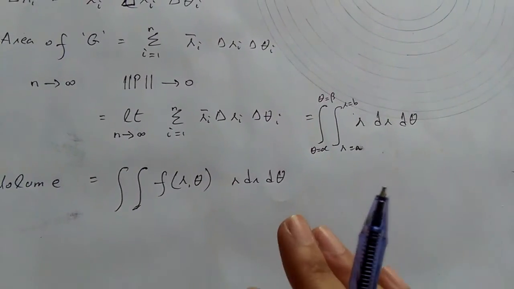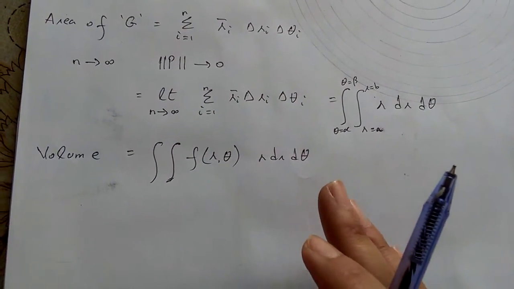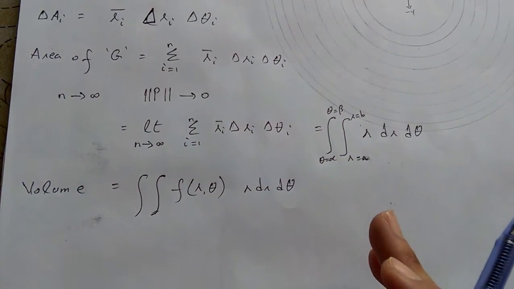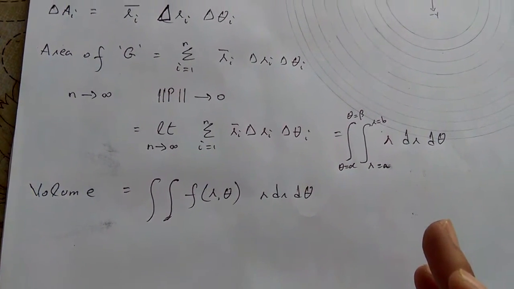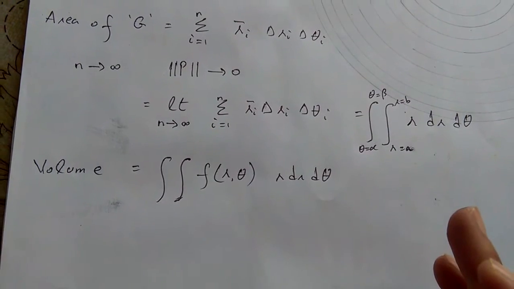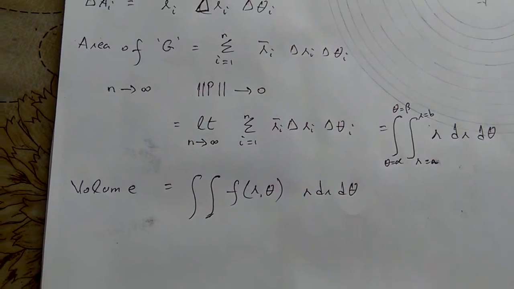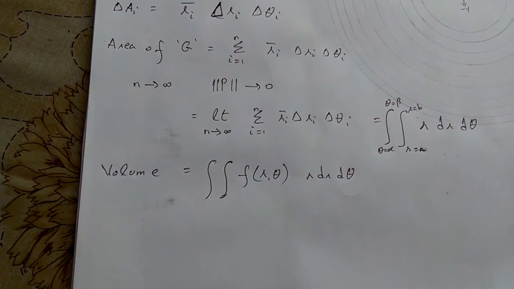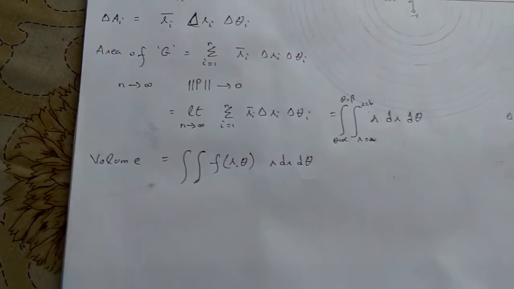So in case of performing iterated integration, you can keep your theta constant and express your r as a function of theta, and also you can integrate by keeping your r constant, having numerical values, and express your theta as a function of r. So you can do the iterated double integration through both ways. So now let's move ahead to the example.